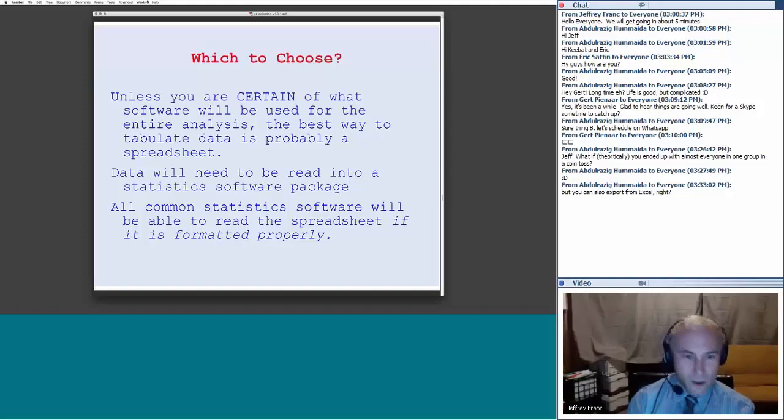Okay, so this is what I recommend. Unless you have some reason you need to learn to use a statistical software package, I do not recommend getting a copy of SPSS and typing your data into SPSS. There's no need to do that. We can do it on a spreadsheet, and then we can read that into our software.